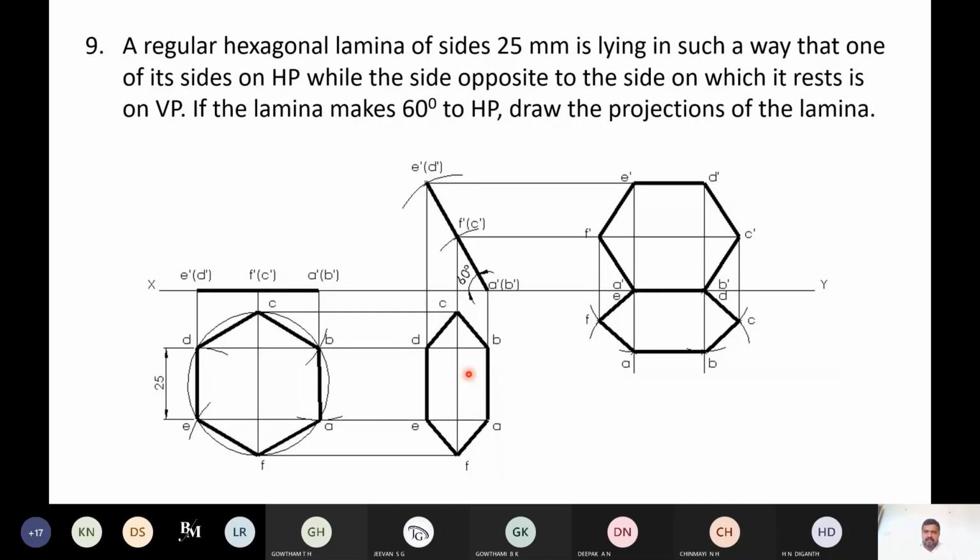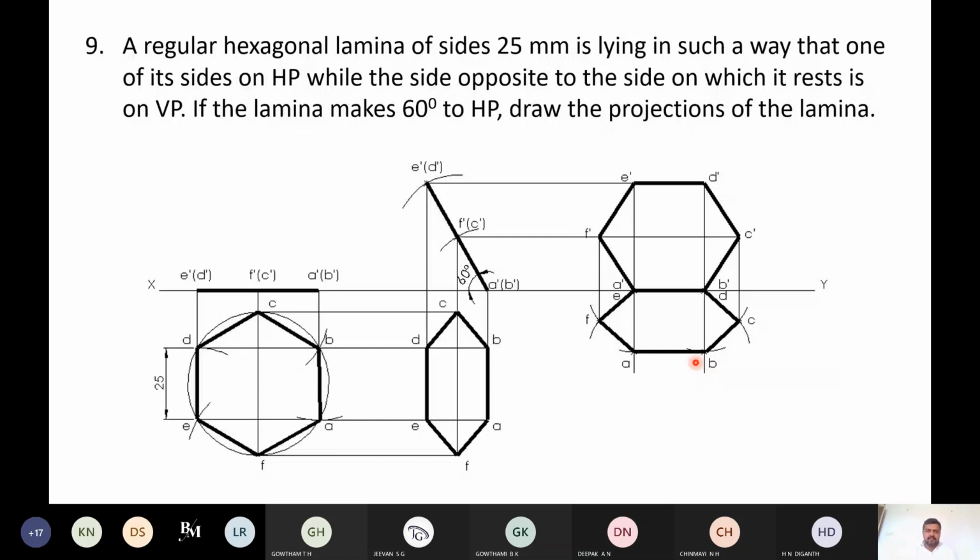Finally, we are going to satisfy the last condition, that the side opposite to the side on which it rests is on VP. On VP means on the XY line, and it can be seen from the top view. On HP means again on the XY line, it can be seen from the front view. That's why the side opposite to the resting edge, which is touching VP, that is DE touching XY, is represented in the top view, because you can see this from the top. Next we will get the final view.